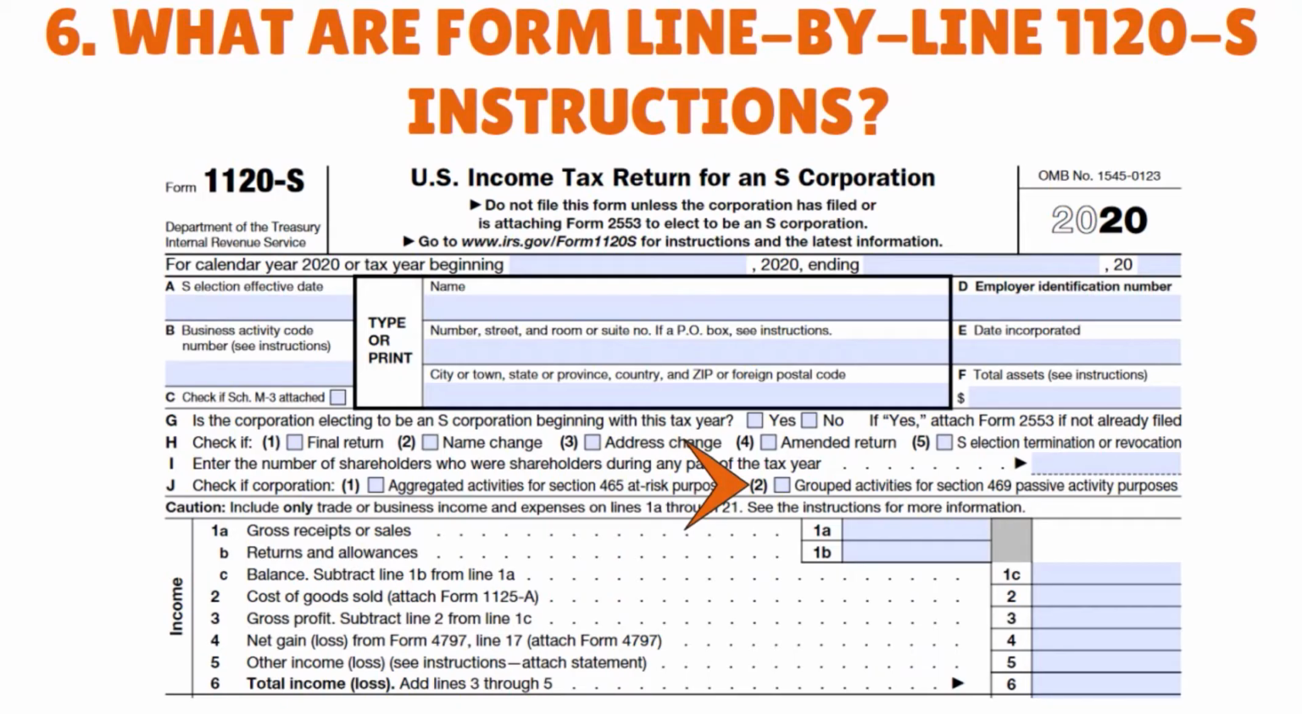So, and then you move on now from item 1 through 6. So item 1 is pretty straightforward: the gross receipts of sales, returns and allowances, the balance. So you have to subtract line 1B from line 1A. Then you go to 2. This is the cost of goods sold, line 2. Line 3, you put the gross profit. Gross profit equals the balance on 1C minus the cost of goods sold. And 4, you have to put the net gain or loss. And 5, other income, if that's applicable to you. And number 6, that's where you put the total income by adding lines 3 through 5.